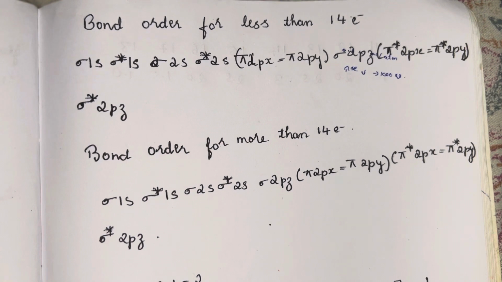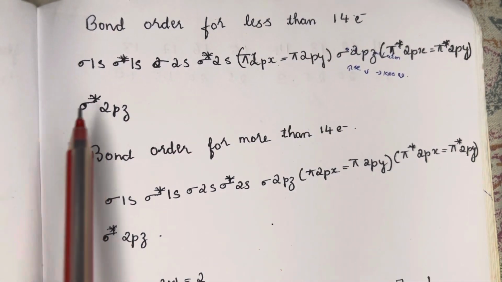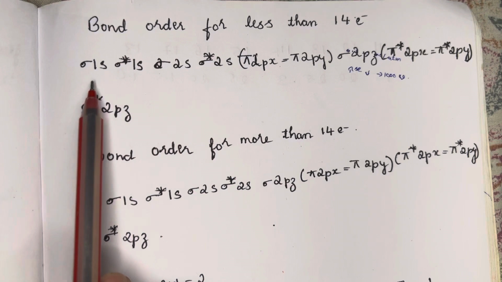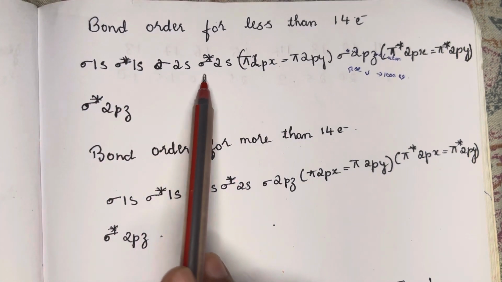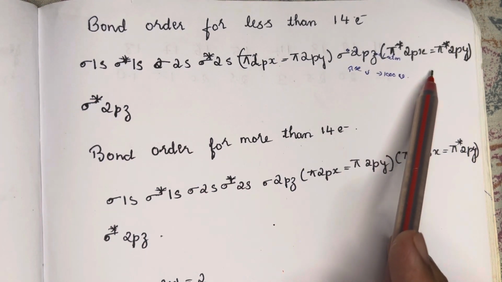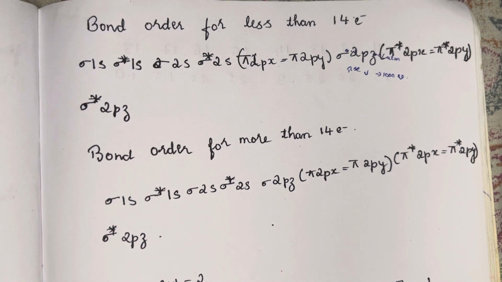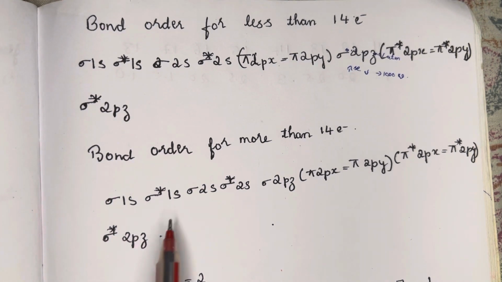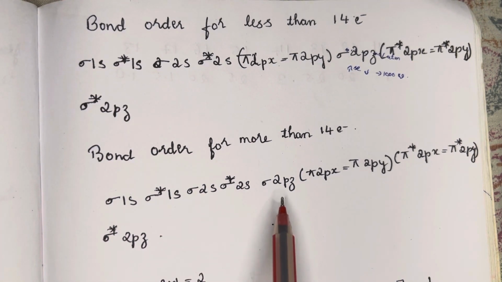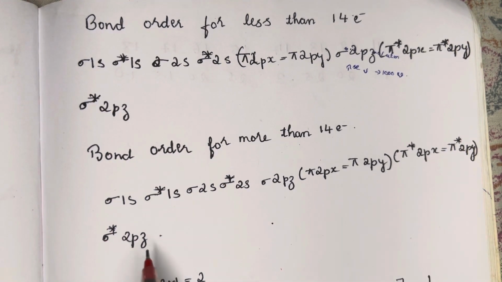First we have to calculate the total number of electrons, and if the total number of electrons is 14 or less than 14, then we will follow this order: sigma 1s, sigma star 1s, sigma 2s, sigma star 2s, pi 2px = pi 2py, sigma 2pz, pi star 2px = pi star 2py, sigma star 2pz. And if the total number of electrons is more than 14, then sigma 1s, sigma star 1s, sigma 2s, sigma star 2s, sigma 2pz, pi 2px = pi 2py, pi star 2px = pi star 2py, sigma star 2pz.